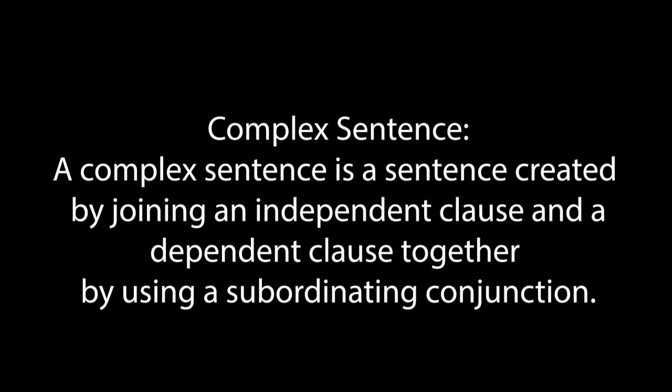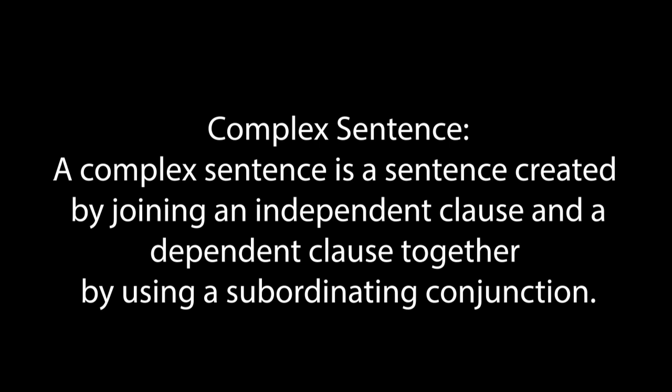A complex sentence is a sentence created by joining an independent clause and a dependent clause together by using a subordinating conjunction. Okay, I know that's a lot of big words in that sentence, but what you have to focus on is the subordinating conjunction. Not to confuse it with the coordinating conjunction. Okay, this is a subordinating conjunction.